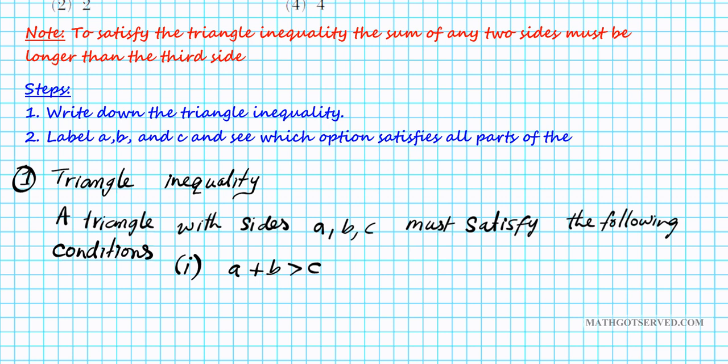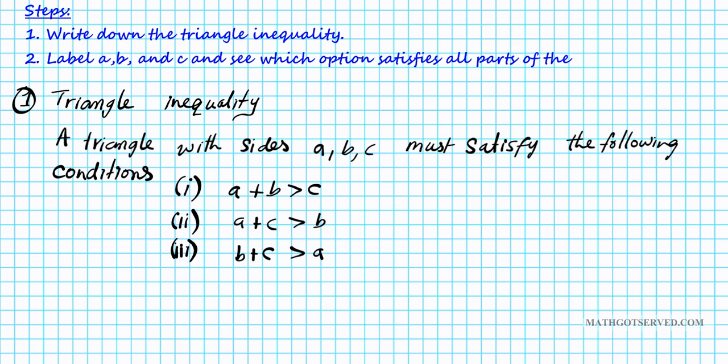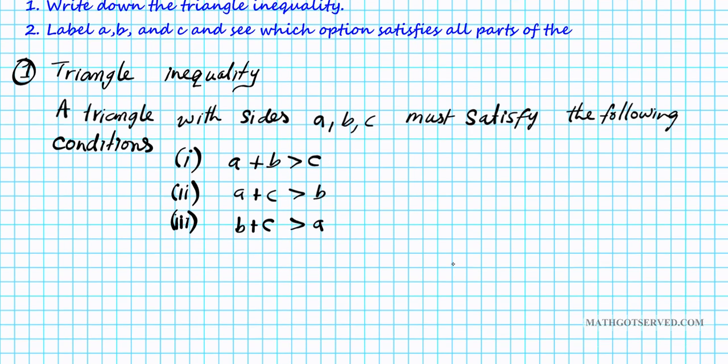Now, can you determine what the other 2 conditions are? Condition 2, side A plus C has to be bigger than the third side, which is B. And then the third condition is that sides B plus C has to be greater than the third side A. Okay, so the sum of any 2 sides must be longer than the third side. That is what the triangle inequality is. These 3 inequalities have to be satisfied in order to create a triangle. Okay, if it's not satisfied, then the triangle kind of collapses.